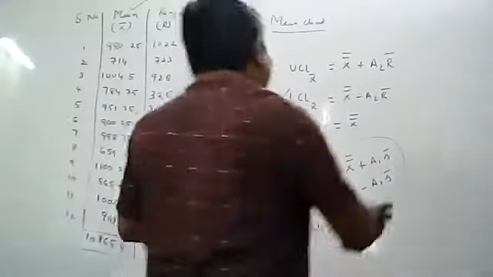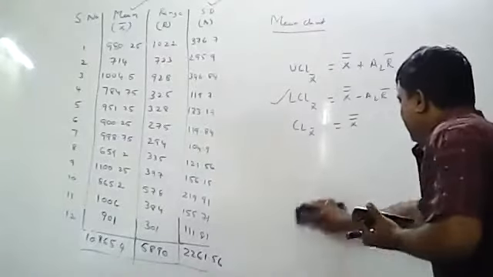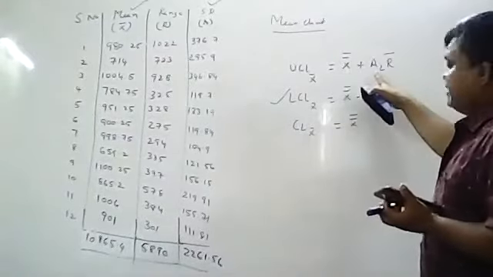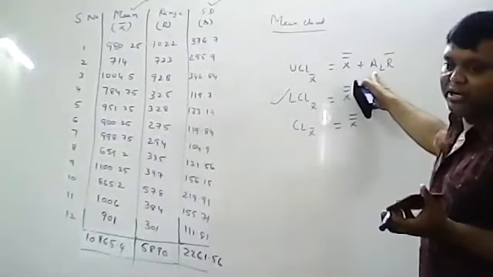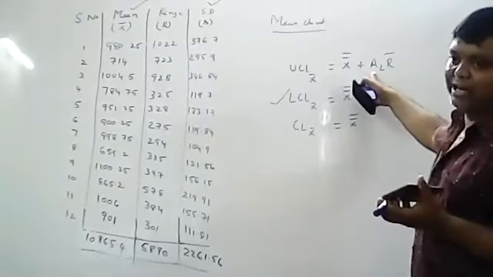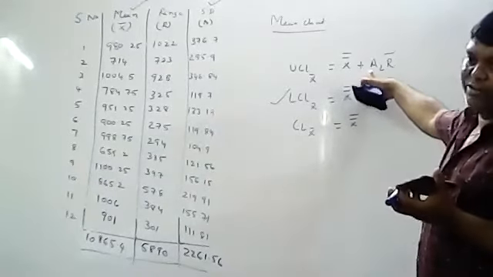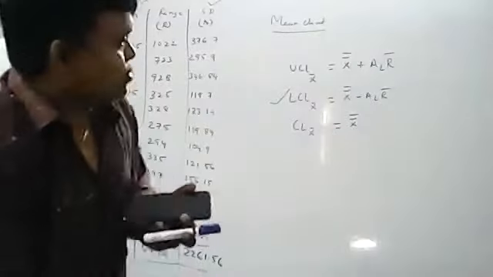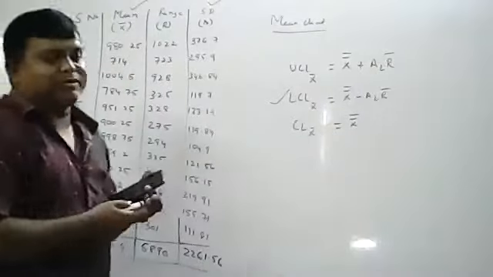That means if you want to calculate these things, first you require X double bar and then R bar, and then the table value you have to identify. I have already sent the table values to you. So just see the table value and identify the A2 value for n equal to 4. Table values are already sent to you. So first you will calculate for the mean chart.